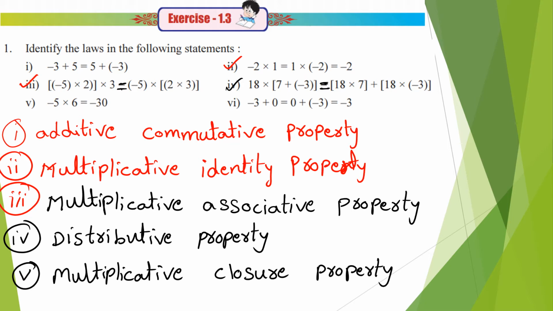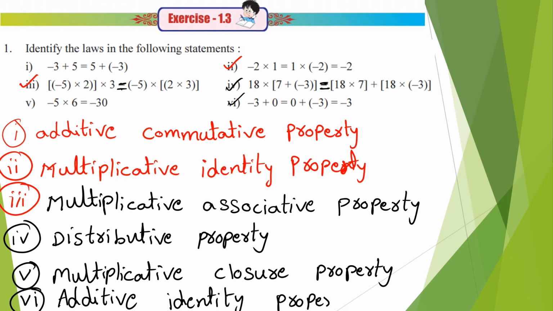Okay, now let us see the sixth one. Minus 3 plus 0 equals 0 plus minus 3 equals minus 3. Here 0 is acting like the identity. This is the additive identity property, right? So write it: additive identity property. Like that, we identify which laws we are using in the given statements.